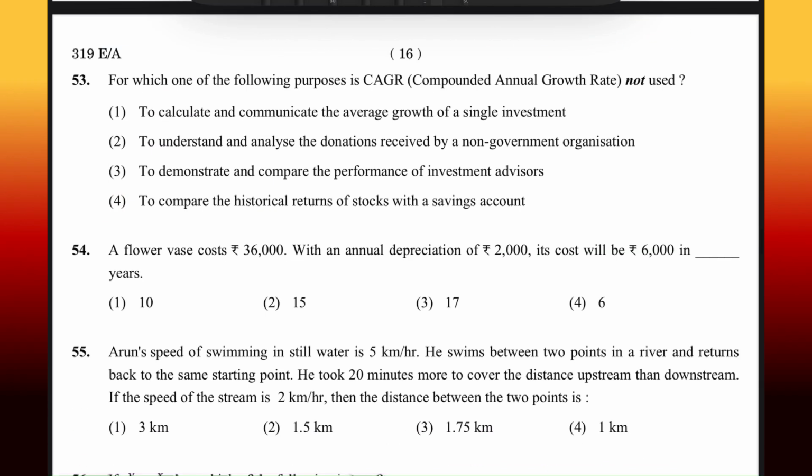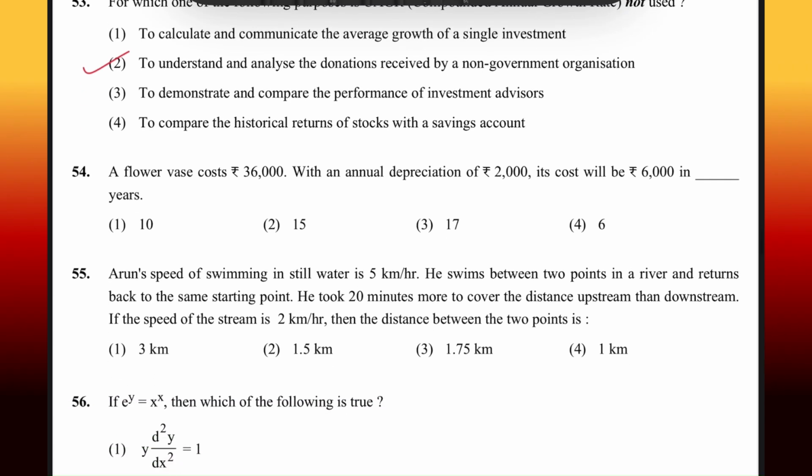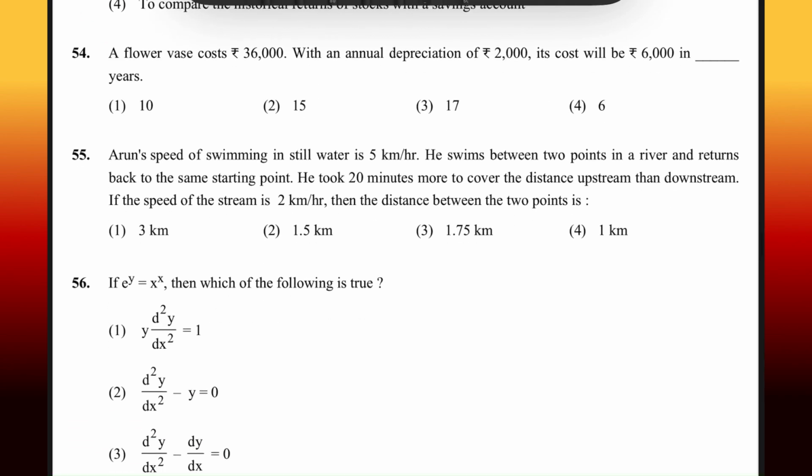Okay, let's do question number 53 now. For which one of the following purposes is CAGR not used? Okay, to calculate and communicate the average growth of a single investment, yes, it is used for this. To understand and analyze the donation received by an NGO, no, this is not the one. He's asking for not used, which means this is the correct option, as this is not a purpose of CAGR. So for 53, option 2 is correct.